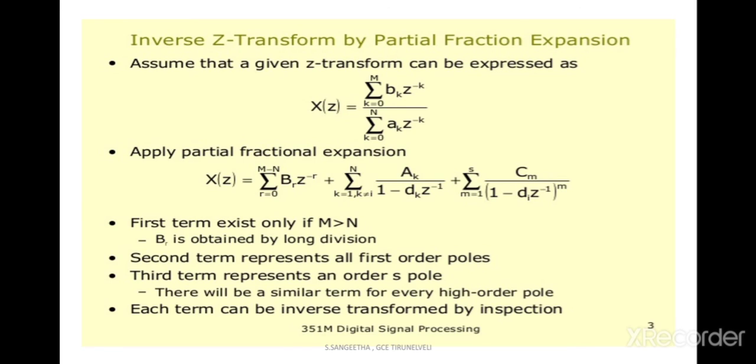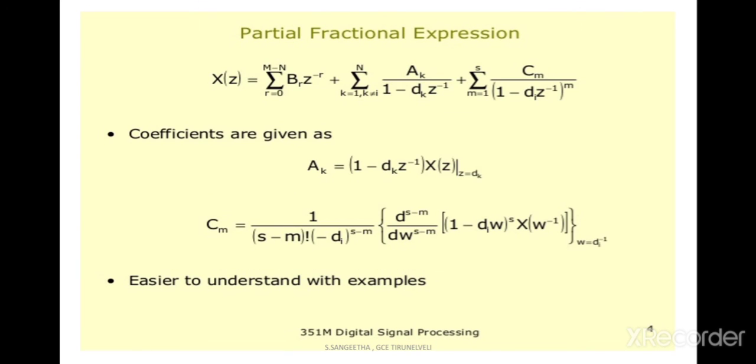So b r is obtained by long division. The second term represents all first order poles and the third term represents the order s pole. There will be a similar term for every higher order. Each term can be inverse transformed by inspection. So here we have the partial fraction expansion. The coefficients are given as A k is equal to 1 minus d k z to the power minus 1 times capital X of z, evaluated where z is equal to d k. And C m is equal to 1 by (s minus m)! into the derivative term with minus d i to the power s minus m. It is easier to understand with an example.